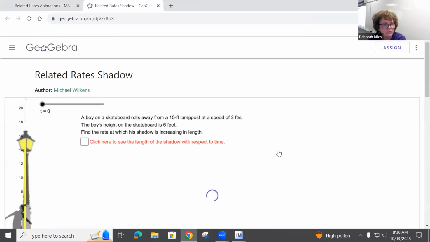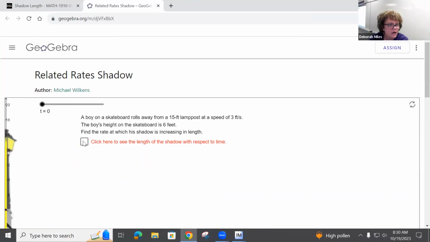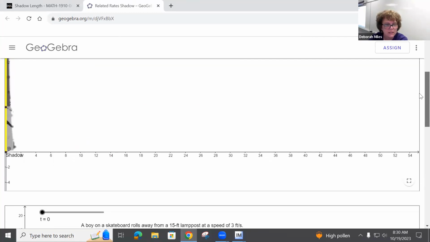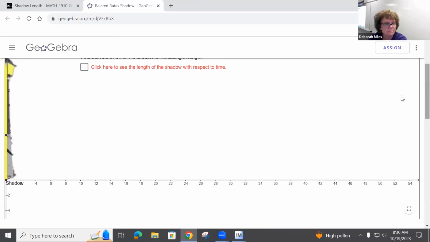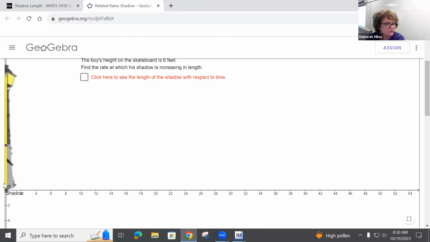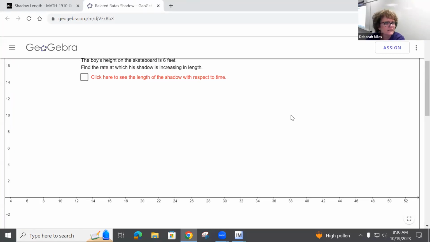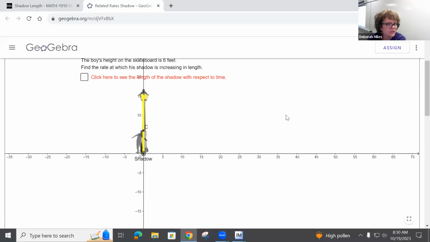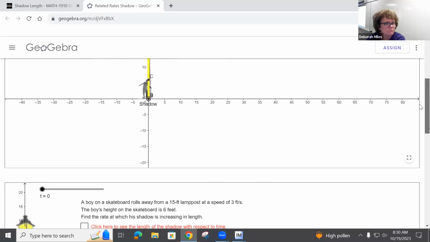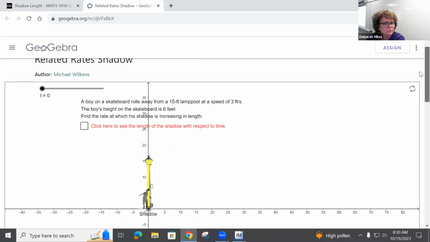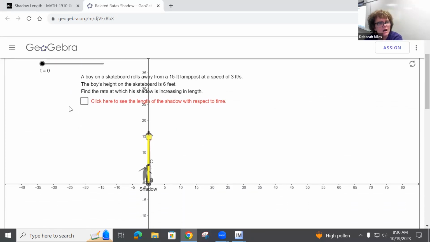Here's shadow length. I don't think I have a play button on this one. I think I can just move. Let me see. It's zoomed in too much. I think I can move skateboarder dude. Or just click. The click here for relate. I actually have to drag this time button. Okay.